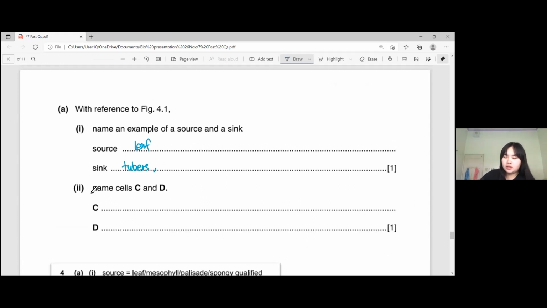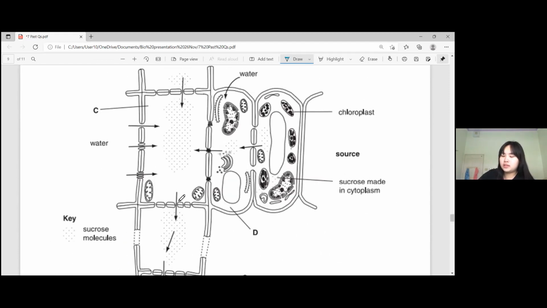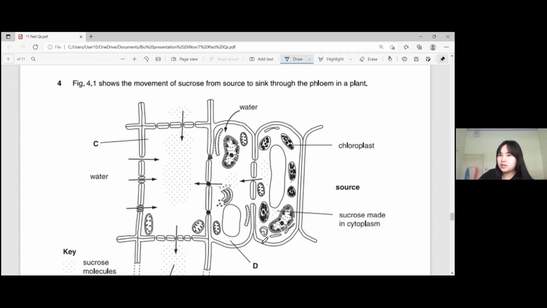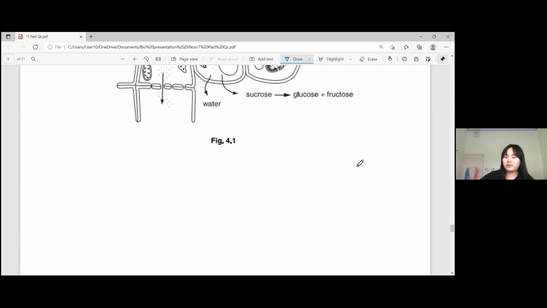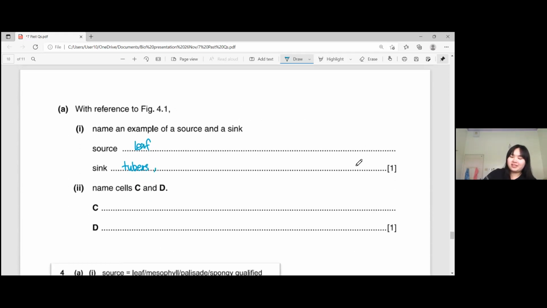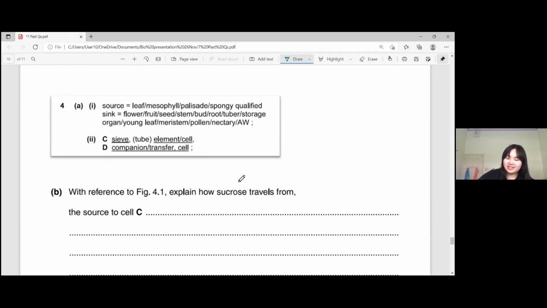And the next question, name cell C and D. So cell C and D. Anyone want to answer? There are points. Yeah, Andrea got it. C is the sieve tube elements and D is the companion cells. So I no need to write. Okay. Then we see the next one.